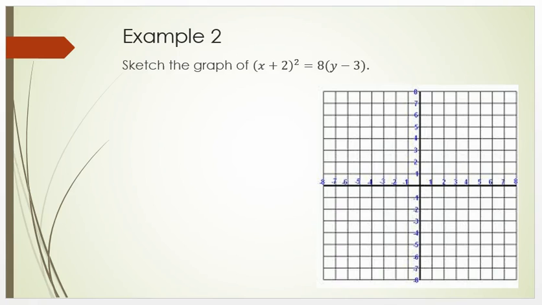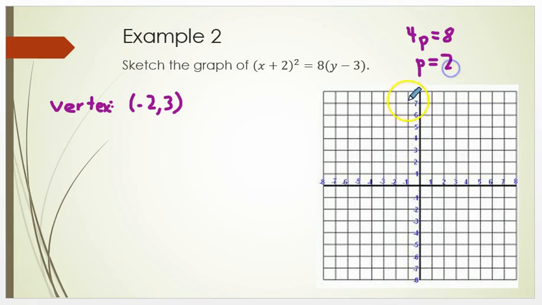Here's another quick example doing the same thing. I'm going to start off with the vertex. And the numbers next to x and y, making sure to change the signs. That will be -2 and +3. And then for everything else, I need to figure out what p equals. And this one actually uses the same number. The coefficient is 8. So that means again that p must be 2.